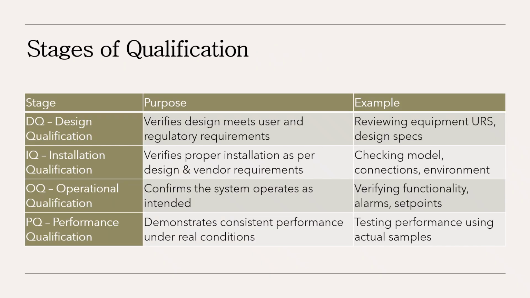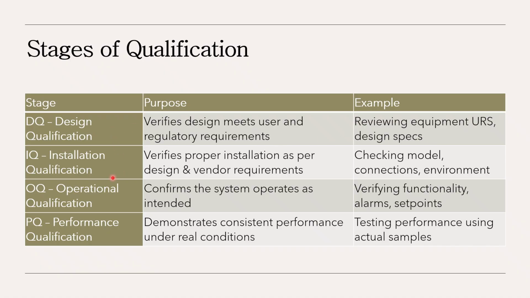So now let's understand the different stages of qualification, right? The first one is the design qualification. We will understand it with the purpose and example. Design qualification verifies that the proposed design meets user requirements and regulatory expectations. It involves reviewing the URS, design specification and vendor documentation to ensure suitability before the procurement of the system, right? So this is basically the design qualification purpose.